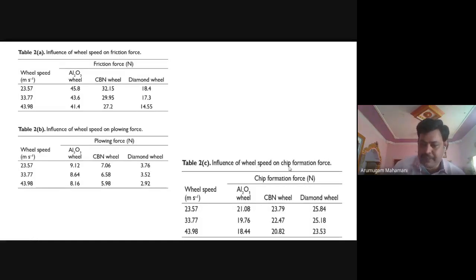So, the influence of wheel speed on chip formation force. Again, chip formation force means how much chip is removed. Here the hardness of the wheel is vital. Among these 3, the diamond wheel is the hardest. Therefore, compared to the other wheels, the chip formation of the diamond wheel is more.